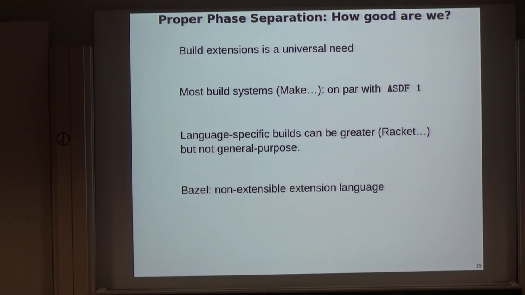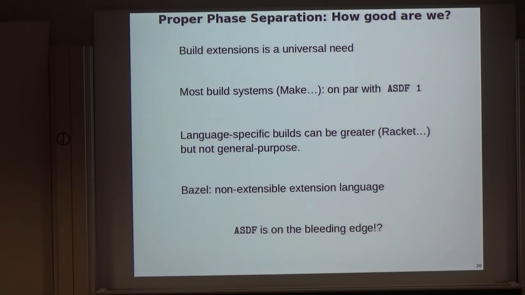So phase separation is something that everyone needs. Even in make, people use include, yes, include a target that was made by make for itself. And make and all these other systems have the same failure mode as ASDF 1, in that they don't do phase separation correctly. Some languages, like Racket, have a great system for phase separation. Maybe Racket is the best system for phase separation of them all. But it's not general purpose because the system can only do Racket modules. Bazel has a very interesting design where they have an extension language, but the extension language itself is not extensible, which is really not great, but that's how they manage to get everything running.